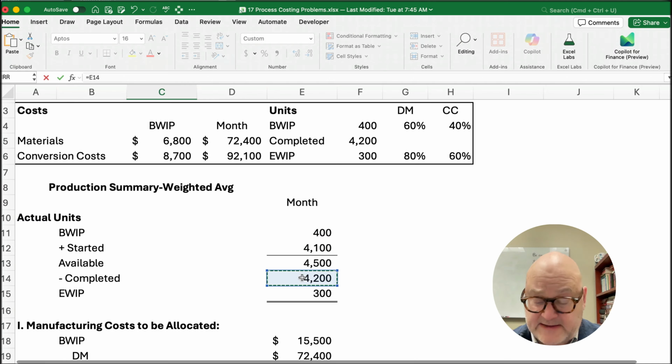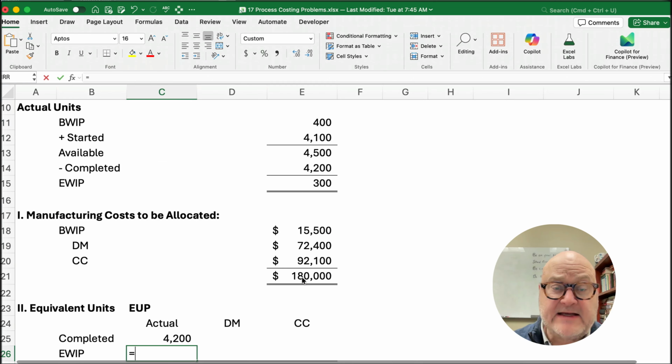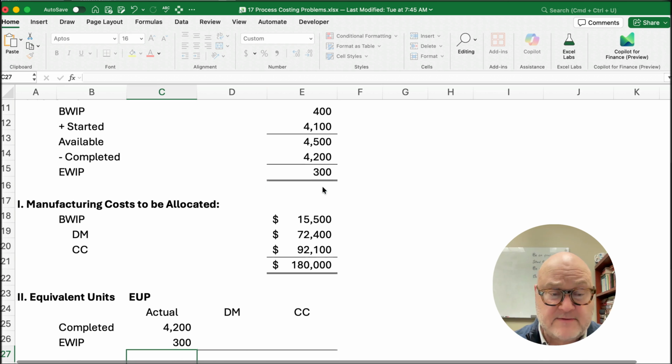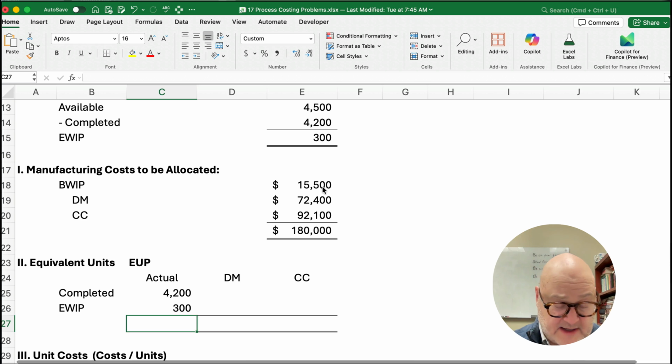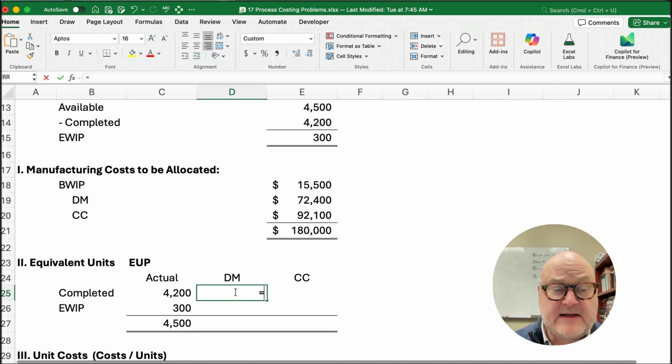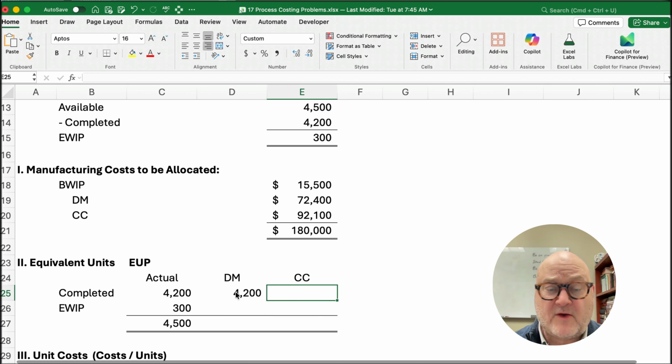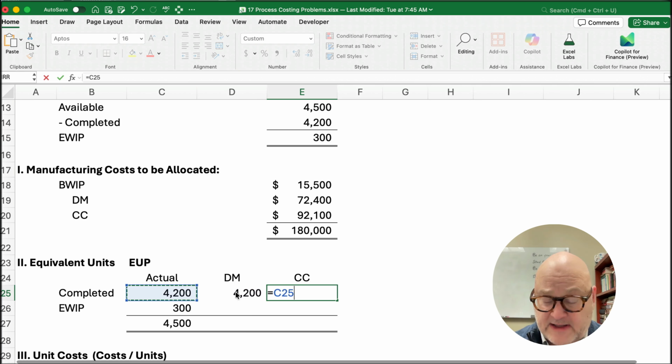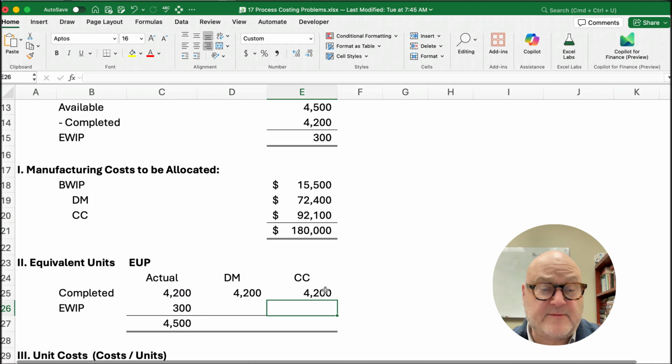Okay, let's use completed and the ending work in process, which is 300. So what we have is our total actual of 4,200 and 300 for a total of 4,500. Now, the 300 are only partially complete. So what we need to do is measure how much work we've done on this, and this is the goal of process costing. For completed, we're just going to move that all the way across, and that's going to be the same number because they're 100% complete.